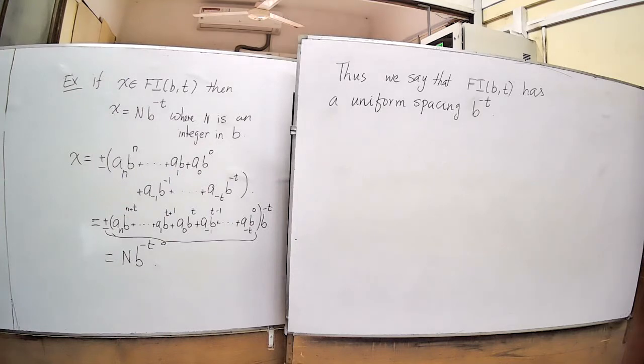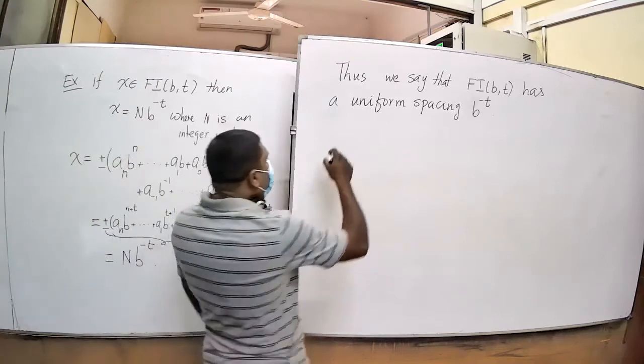This means that because you can write an x which is a fixed point number as an integer times b to the power minus t, every number in that set will have a representation n times b to the power minus t. So you can easily show that.